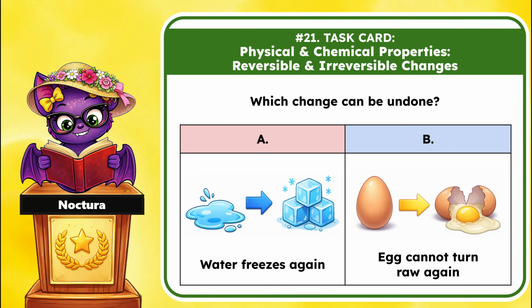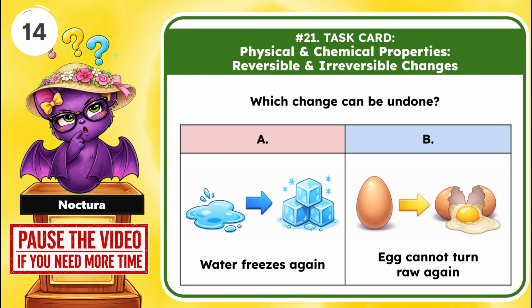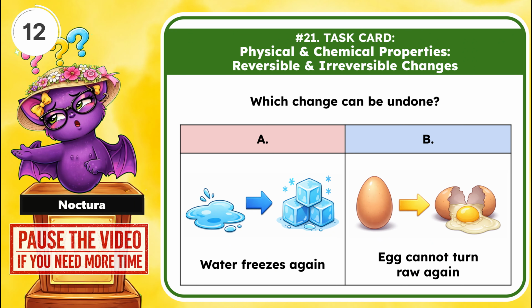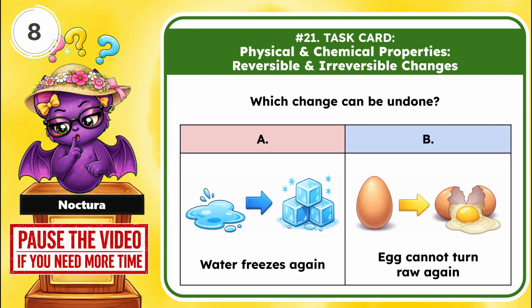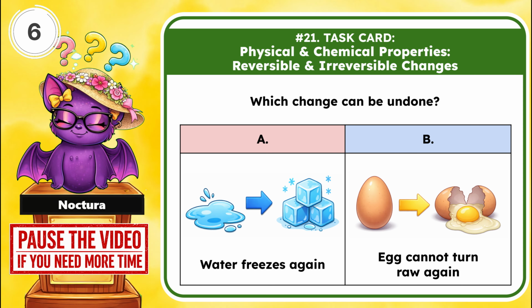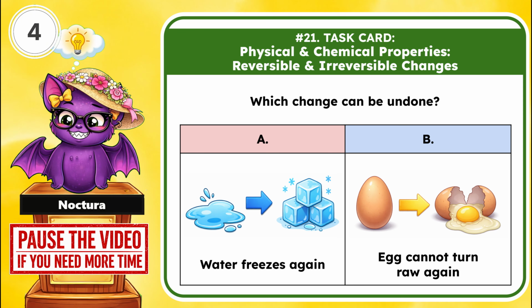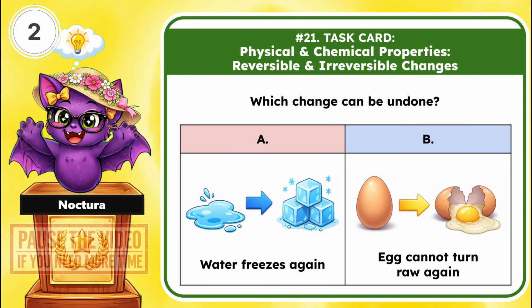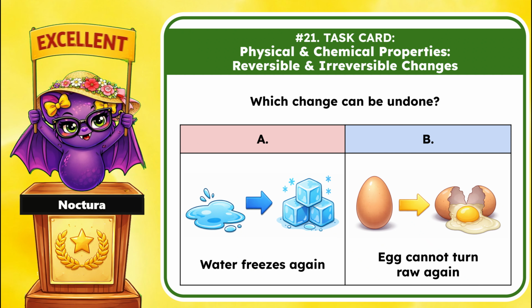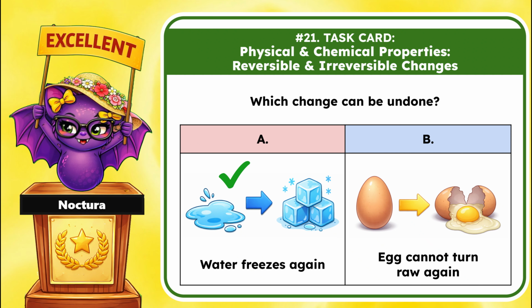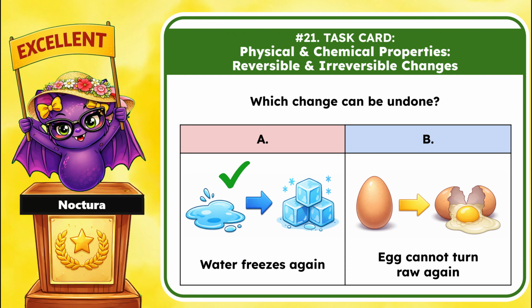Which change can be undone? And the correct answer is letter A, water freezes again.